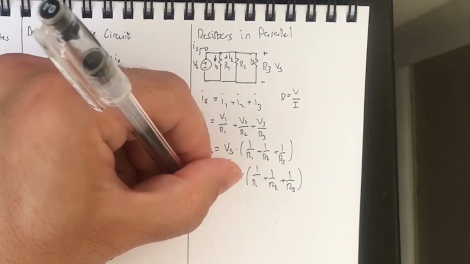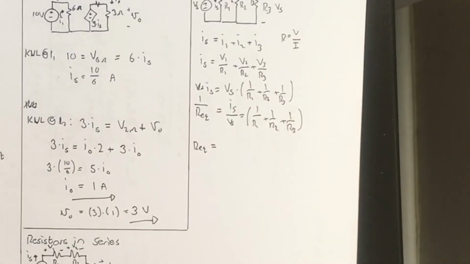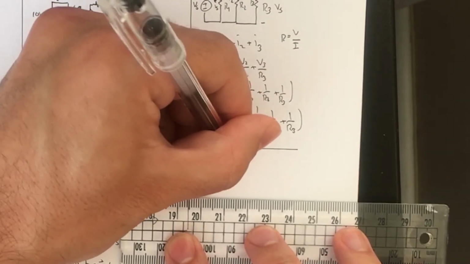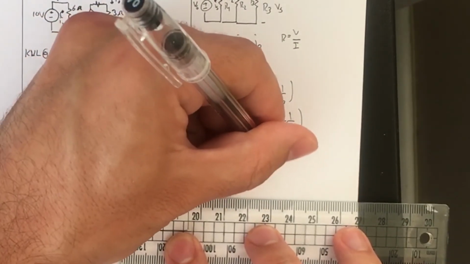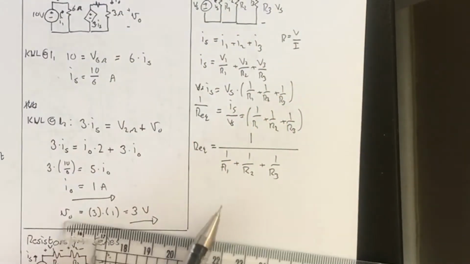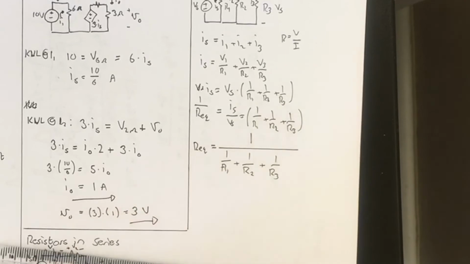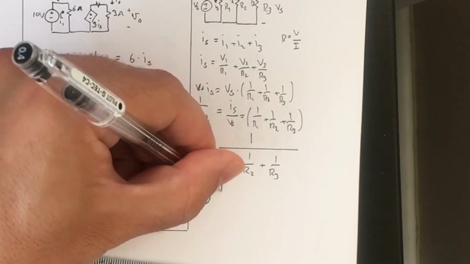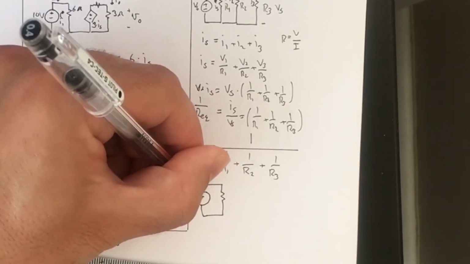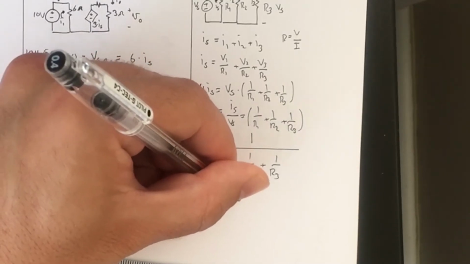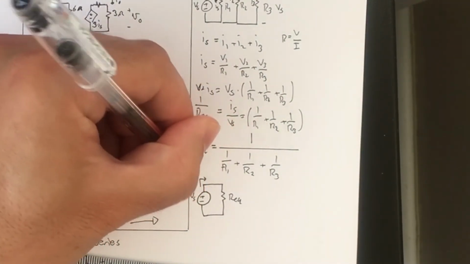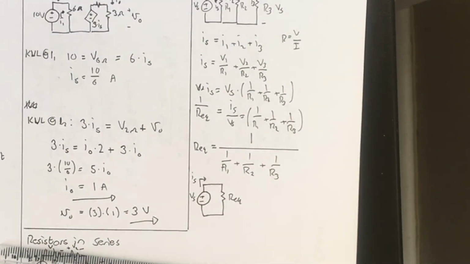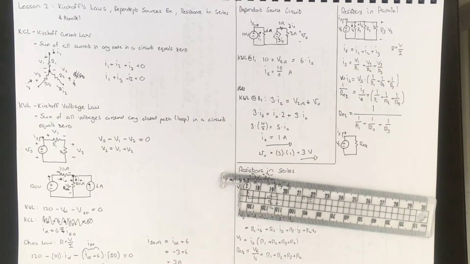Perfect. So usually we can denote R equivalent, let me grab my ruler, as 1 over R1 plus 1 over R2 plus 1 over R3, just like that. And that is 1 over R equivalent. So this, in the simplified circuit form, would look exactly as that, with Is still flowing there, and Vs still being over that node. Perfect.